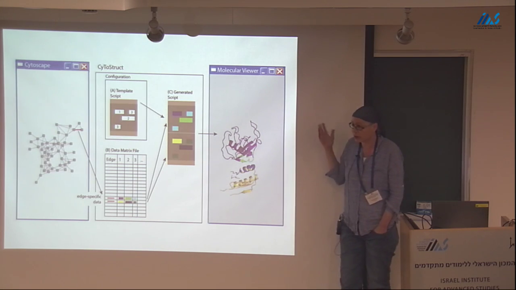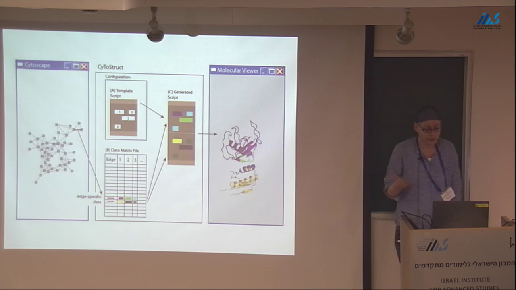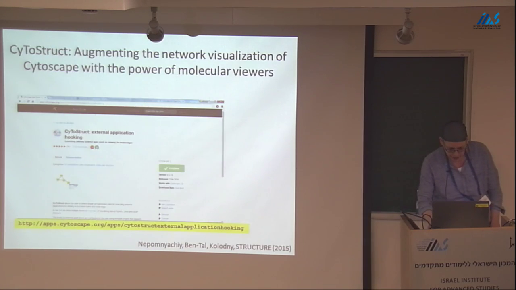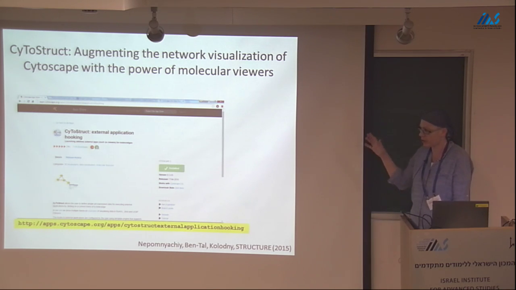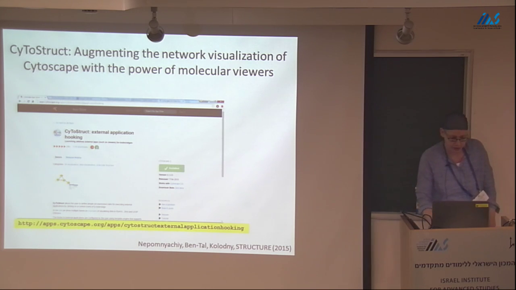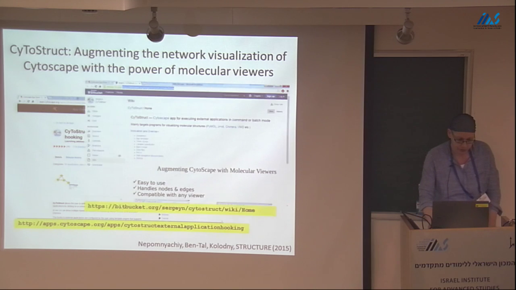We're using it all the time, and anyone who is interested, just talk to me. It's all online. The code is in Bitbucket. There are examples and demos. It's all there, and you're welcome to use it. It's really super cool. And because it's so general, it doesn't have to be a molecular viewer. It can run anything. So if you have a program that does something else, but it can be scripted, it could be used. Anyone who has something like that and would like to configure Cytostruct to use with it, come talk to me. I'll be happy to walk you through it.